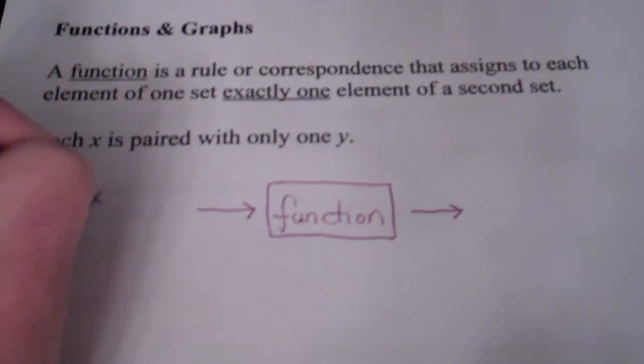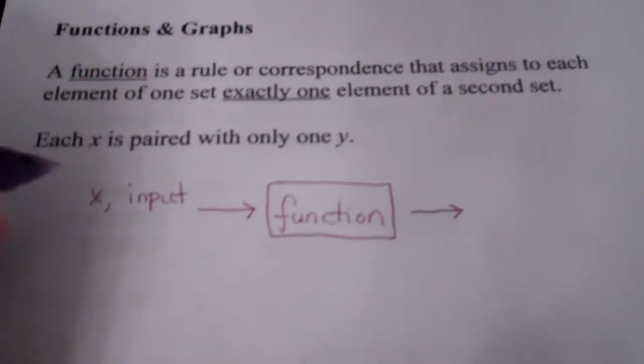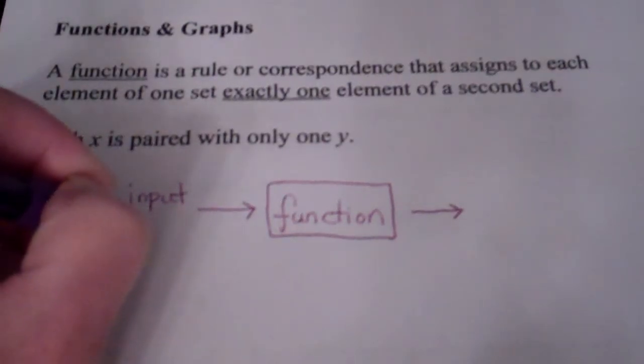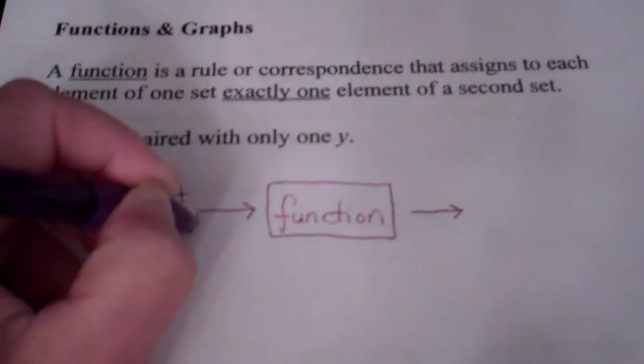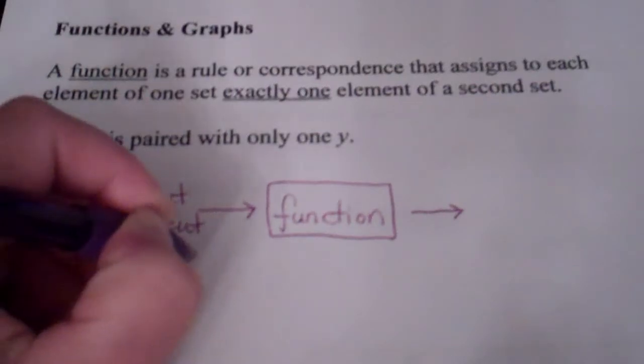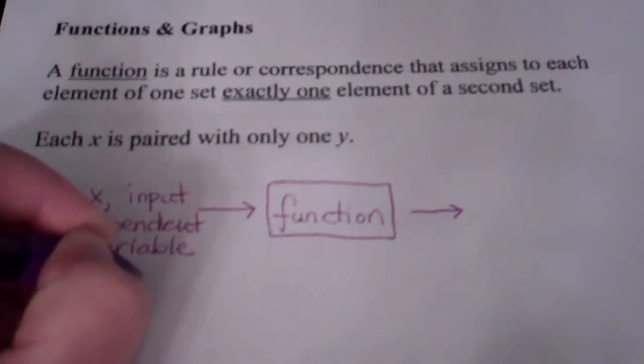I like to draw this picture just to give you some of the terminology that can be used for x and y. So x is sometimes called the input. We have a lot of freedom as far as what types of x values we want to put into our function, so it's also called the independent variable. We can choose it, so it's independent. And the set of all the x's together in one group is called the domain.